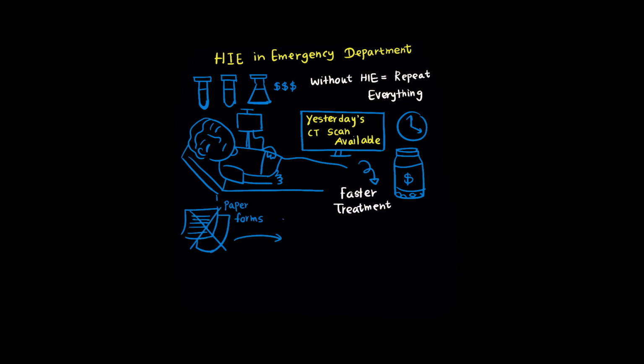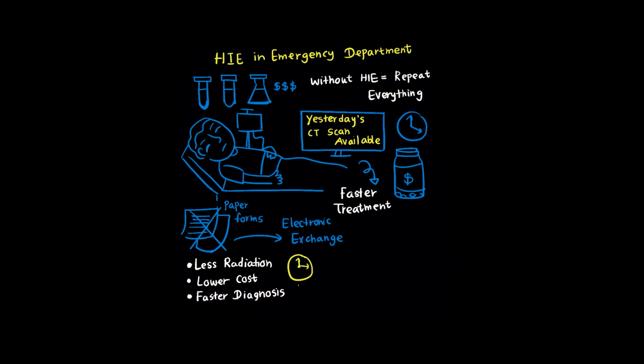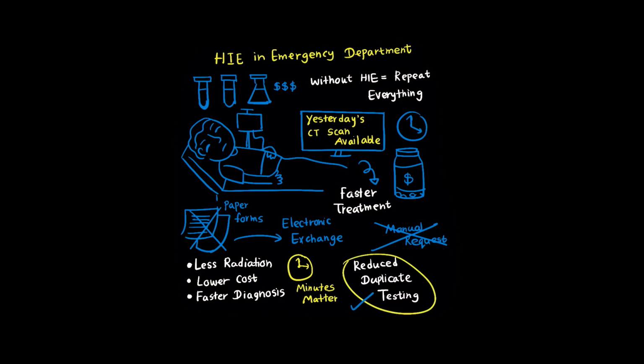HIE doesn't increase paper forms, it reduces them. It doesn't slow processing, it accelerates it through electronic ordering. It eliminates manual record requests entirely. Every avoided duplicate test means less radiation exposure, less cost, and faster diagnosis. In emergencies, minutes matter. HIE gives those minutes back.